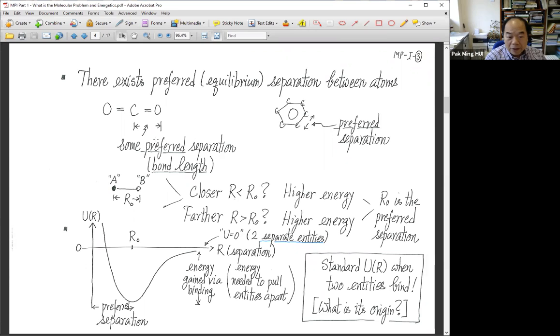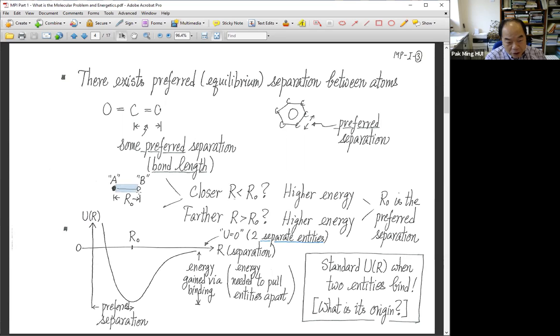Okay, so exercise your physics logic. Then secondly, there is a preferred bond length separation. Okay, so now combining these two facts, we have a rough picture about the potential energy function as a function of the separation between the two nuclei.